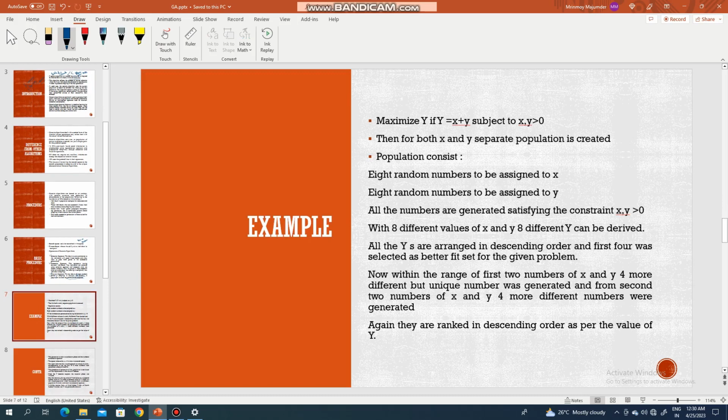So let us take an example, and this is an optimization problem. The problem is like this: y is x plus y. A very simple random example I have taken. Your job is to maximize y, and the constraint, or the criterion that needs to be satisfied, is that x and y will always be greater than 0. That means x and y are non-zero positive integers or real numbers. As it is not mentioned whether x and y can take only integers or also fractions, you can say that both x and y can take real numbers.